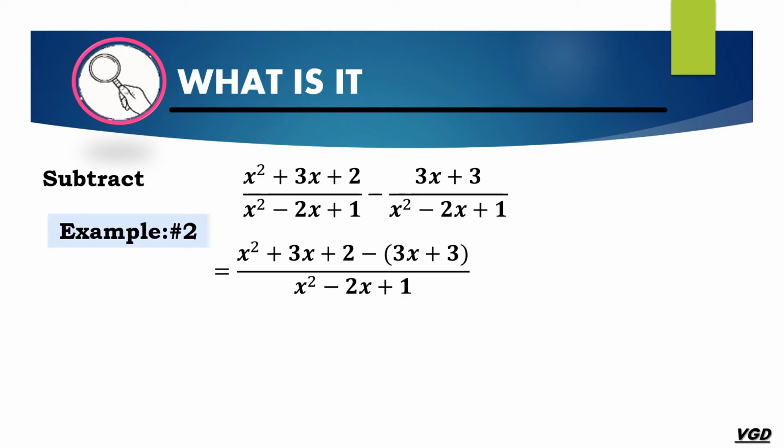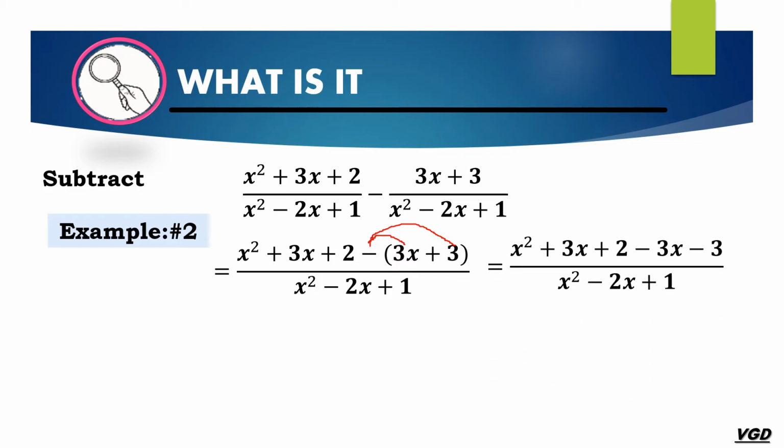And applying the distributive property of multiplication, we can distribute the negative. So negative times 3x, and we will also distribute the negative to positive 3. So our new equation will now become x squared plus 3x plus 2 minus 3x minus 3 over x squared minus 2x plus 1. And now we're going to simplify this one by combining all like terms.